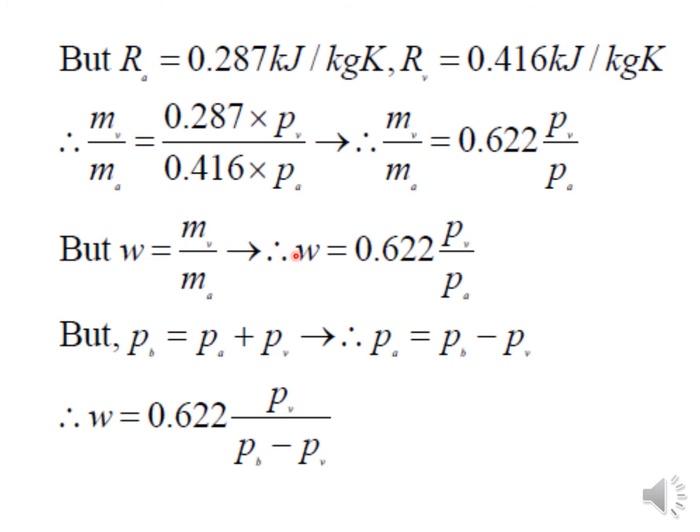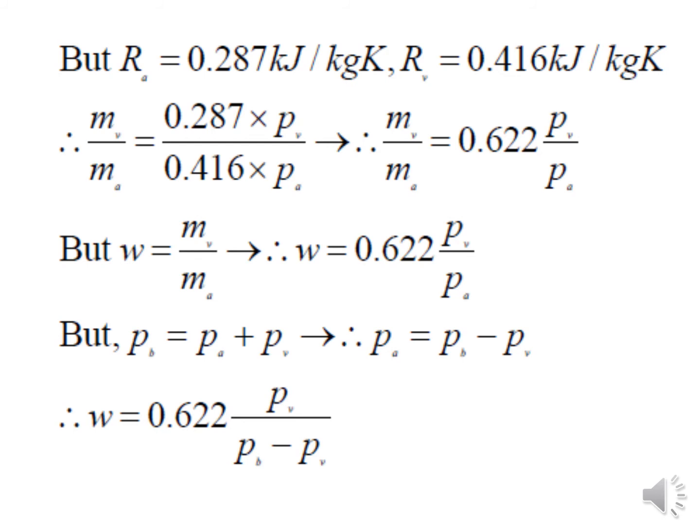So this W means specific humidity. Specific humidity is 0.622 Pv by Pa. But Pb is equal to what we have seen? Pa plus Pv. Now I will take Pa. Pa is atmospheric pressure or dry air pressure. Dry air pressure, Pa is equal to Pb minus Pv. So Pa is here, Pb minus Pv, this expression is substituted here. So this is the final expression for specific humidity.